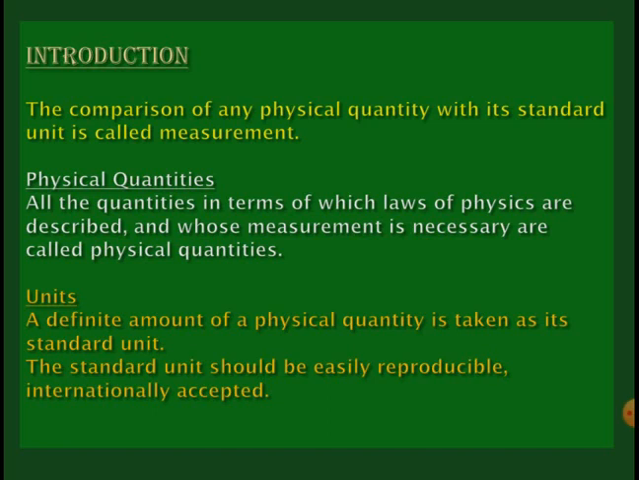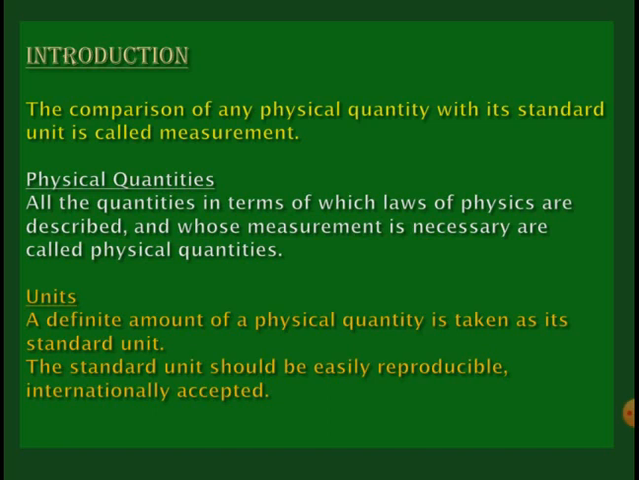Mass means the amount of matter present in a body. If you are going to measure the amount of matter present in a body, then we need to measure it. So those measurable quantities, we call them physical quantities. Mass is a physical quantity. Time, the time duration between two events, we call it as time duration or simply time. That can also be measured. So time is also a measurable quantity.